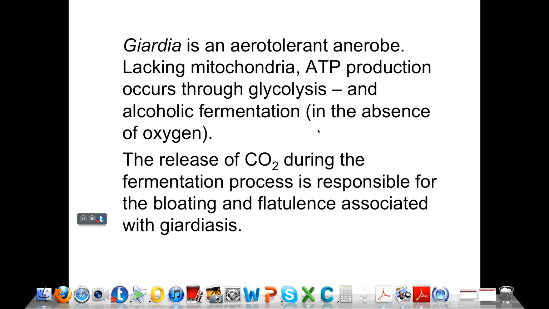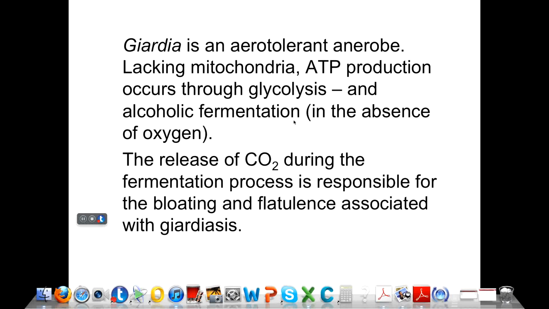In addition, very interestingly, Giardia lack mitochondria. They actually lack a variety of typical eukaryotic organelles. And because they lack mitochondria, obviously they can't carry out the Krebs cycle or electron transport oxidative phosphorylation. And what this means is that their ATP production is limited to glycolysis followed by fermentation. And Giardia carries out alcoholic fermentation.